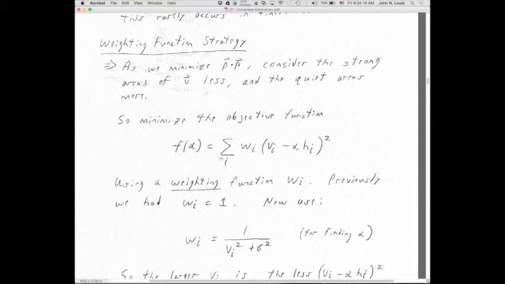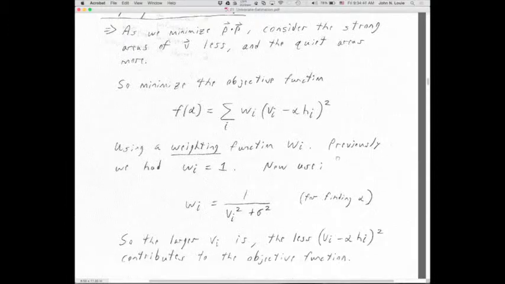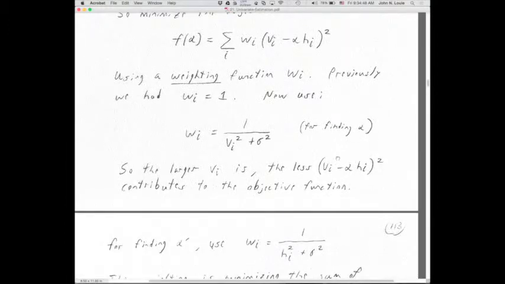Okay, and it's going to be the sum over all time, or the whole image, of a time-based weight, w sub I, times, and this is the estimate of p, v sub I minus alpha h sub I, and take the square of that. So we're weighting the energy of what should be the p energy. Okay?